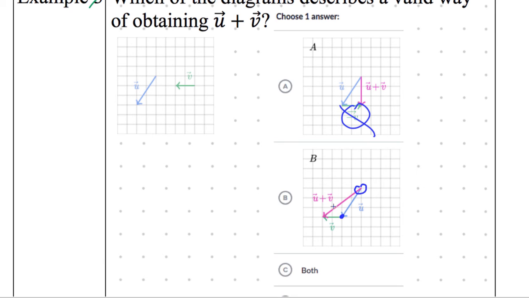What are our thoughts then? I think it's B. You think it's B, Daisy? It is, yeah. That's our answer. Done.